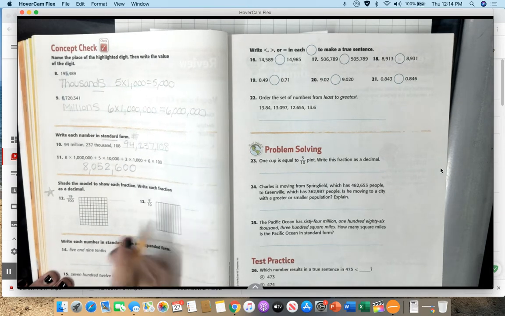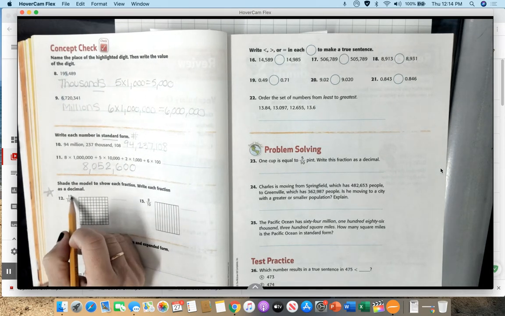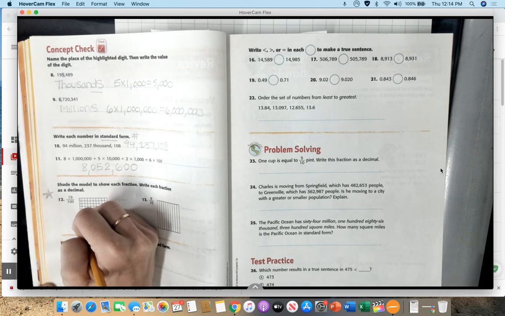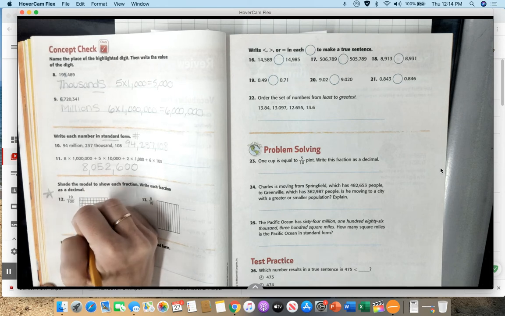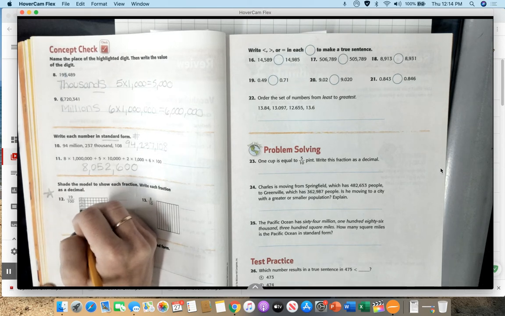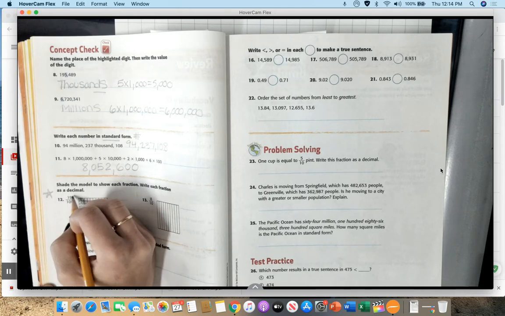Number 12. This says 19 hundredths. So that would mean I need to shade 19 out of 100. So there's 10 and there's 19. I'm going to stop right there. So I shaded it, but now I need to write this as a decimal.